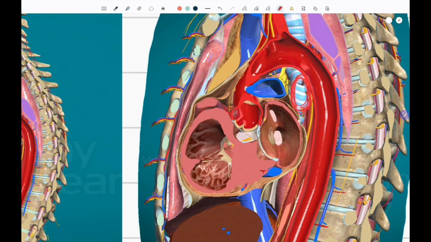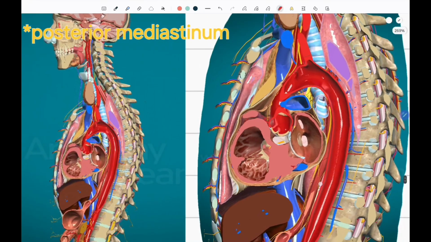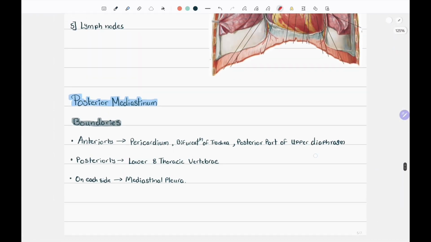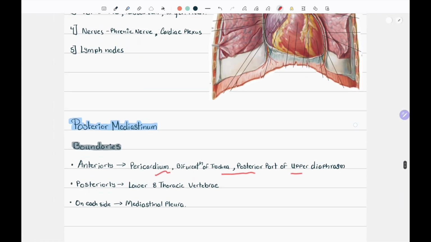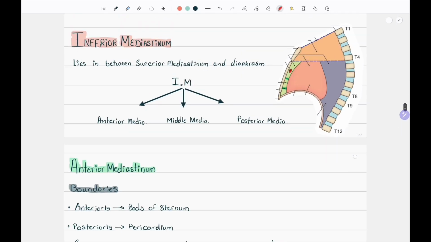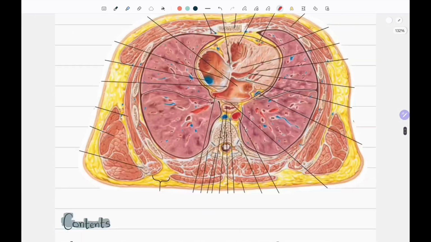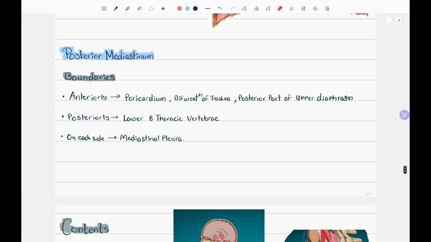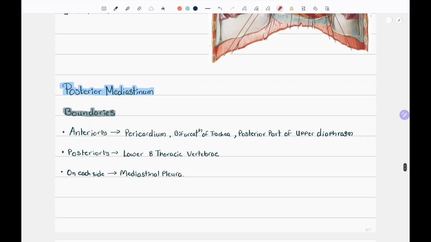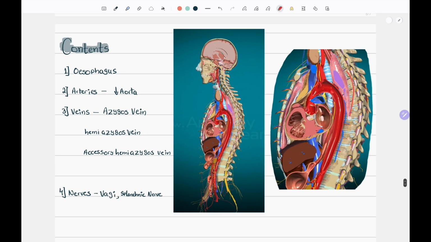bifurcation of the trachea which forms the anterior boundary of the posterior mediastinum, and the pericardium of the heart which also forms the anterior boundary, and lastly I have the posterior part of the upper diaphragm. So this is the upper diaphragm and its posterior part forms the anterior boundary. Posteriorly by the lower 8 thoracic vertebrae, I already told you these are the lower 8 thoracic vertebrae.